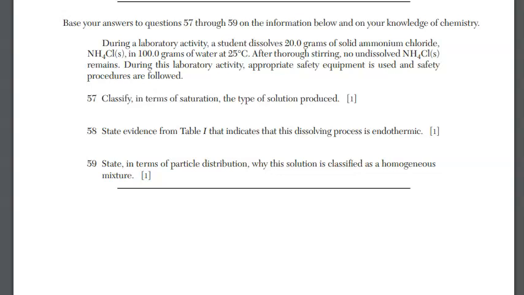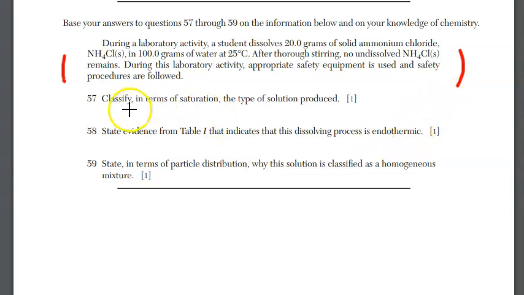Okay, for questions 57 through 59, we have information here about solid ammonium chloride being dissolved in 100 grams of water, and you're at 25 degrees Celsius, and you're given some information.